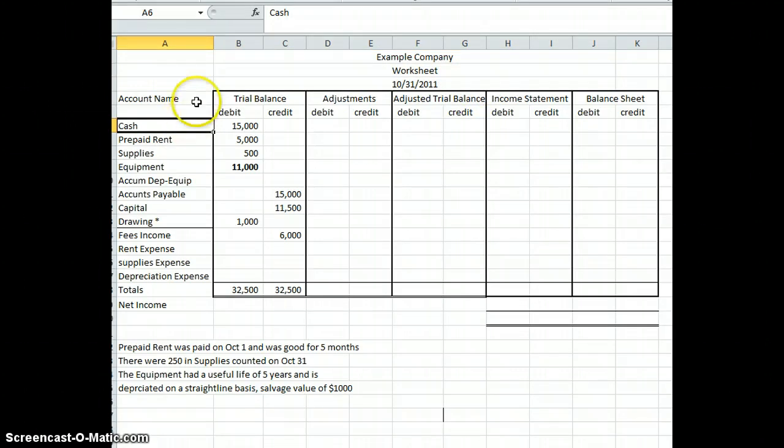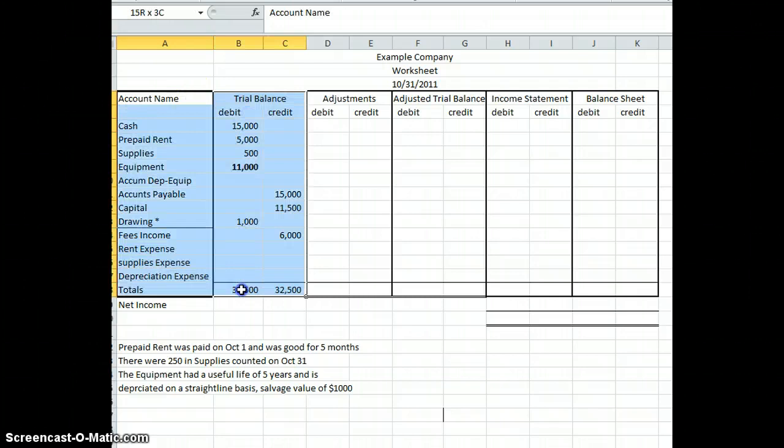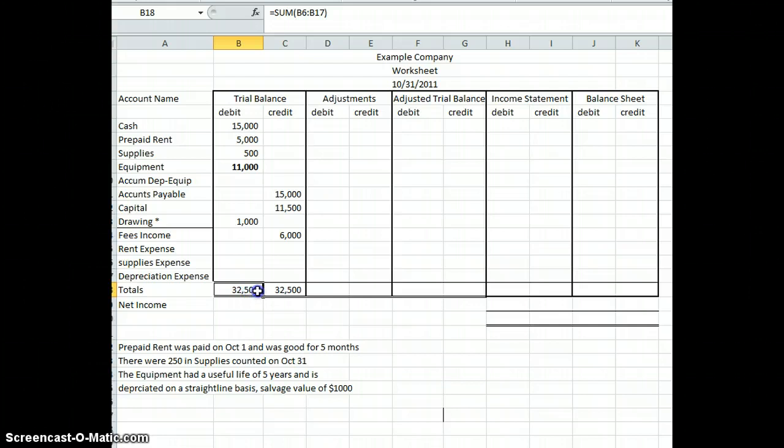The first thing we're going to start with is the trial balance. So we have all of the accounts and their associated debits and credits listed, and at the bottom we have total debits equaling total credits. That's important. The next thing we're going to do is talk about adjustments.